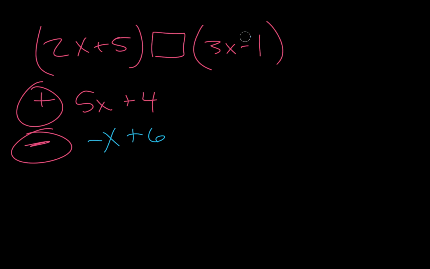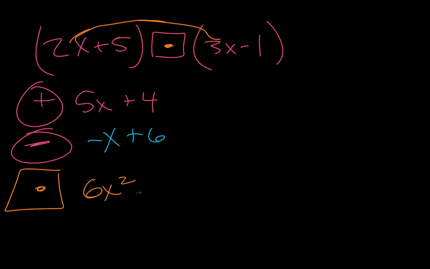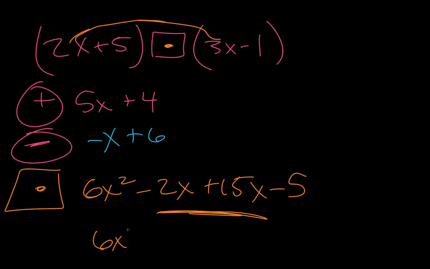So I'm going to get rid of these now. Now we're going to do multiplication. And so we got multiplication here. 2x times 3x is 6x squared. 2x and negative 1, negative 2x. 5 in that is 15x. 5 in that is negative 5. Combine the like terms in the middle, so the ends don't combine, but negative 2x and 15x would be a positive 13x. And that would be it.